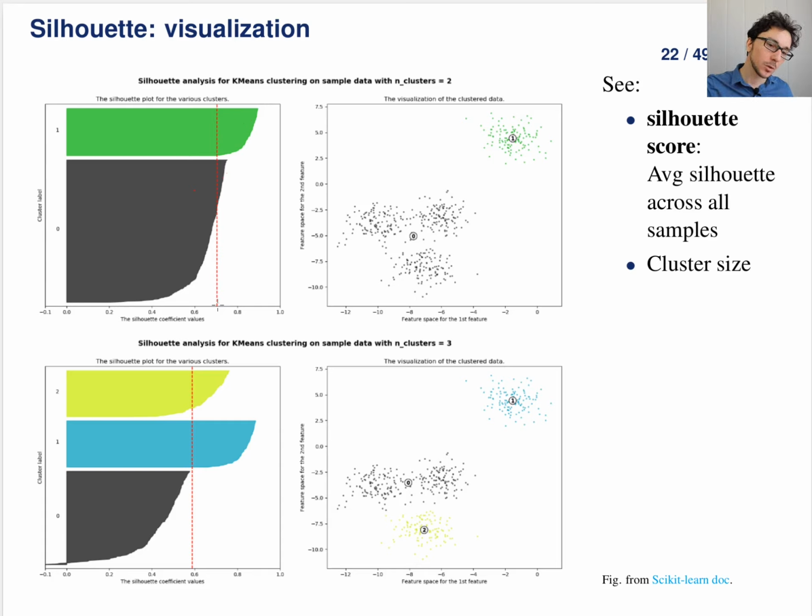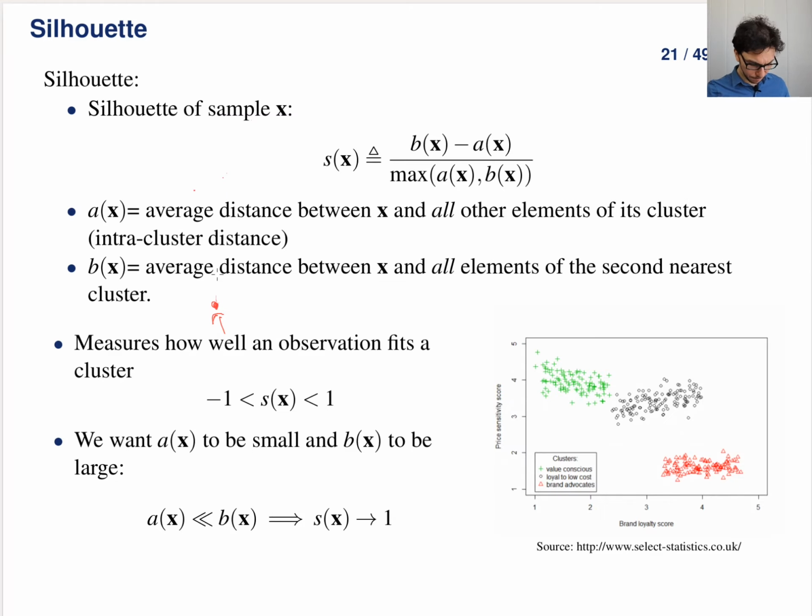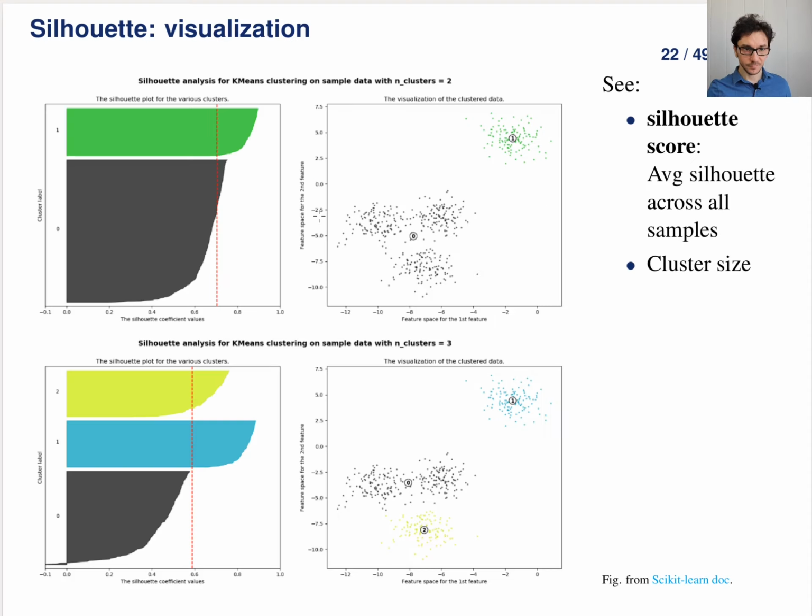And we can also plot this line, which is the average silhouette score for all the samples of the dataset. So we would like to have this average silhouette score as big as possible. Again, I repeat, we have the silhouette score of each sample, and then the average silhouette score of the entire dataset, and we would like to maximize this.